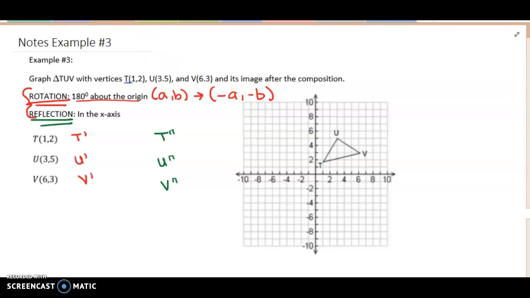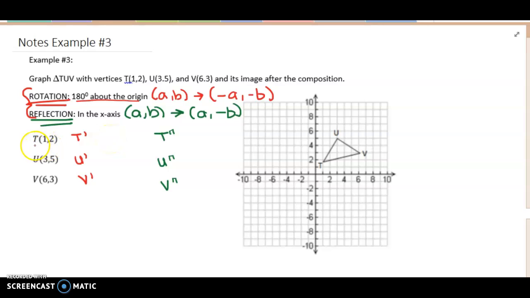Okay, now I want you to go back and find the rules of what we do when we reflect something over the x-axis. If you go back over your foldables, you should have found that for reflection over the x-axis, the rule is (A, B) goes to (A, negative B). Okay, so now it's time to apply these rules.